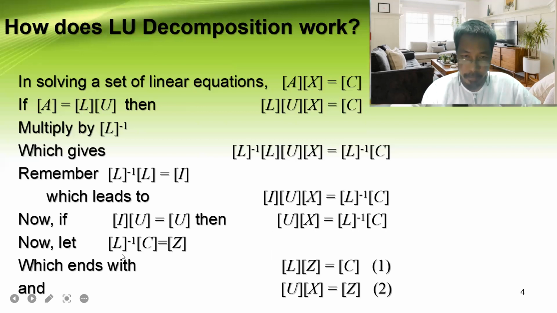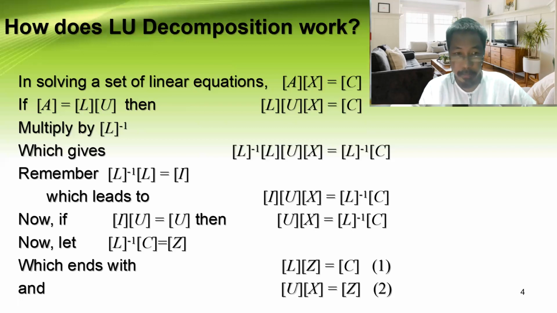And now let the matrix product, the inverse of L multiplied by the constant vector C, be equal to Z. For easy manipulation of this equation, we just change the name, so this one and this one will become this one. So that is our equation 1.